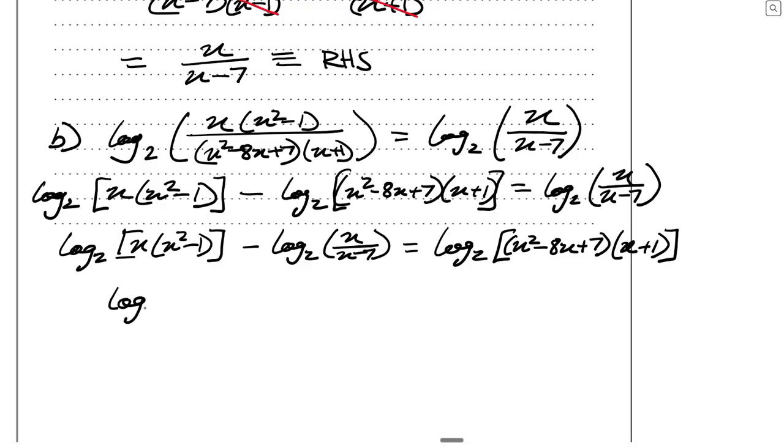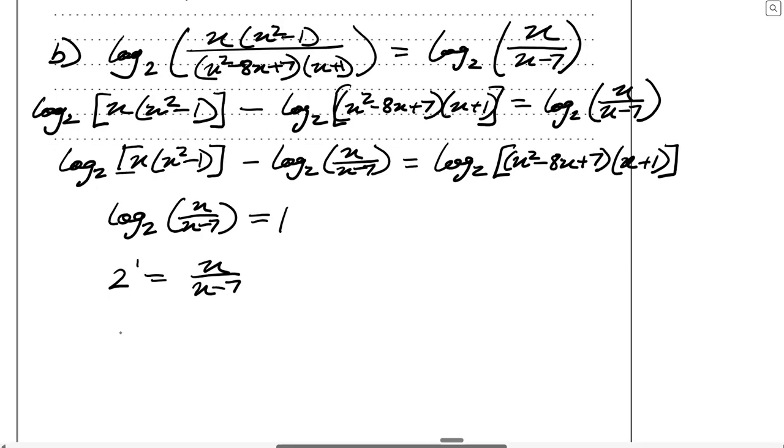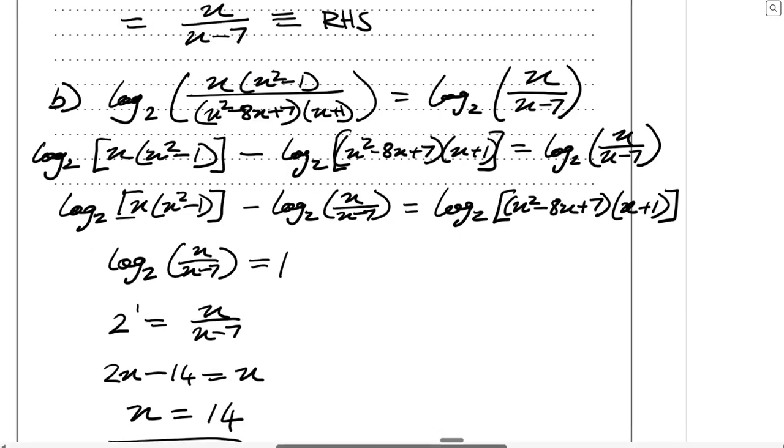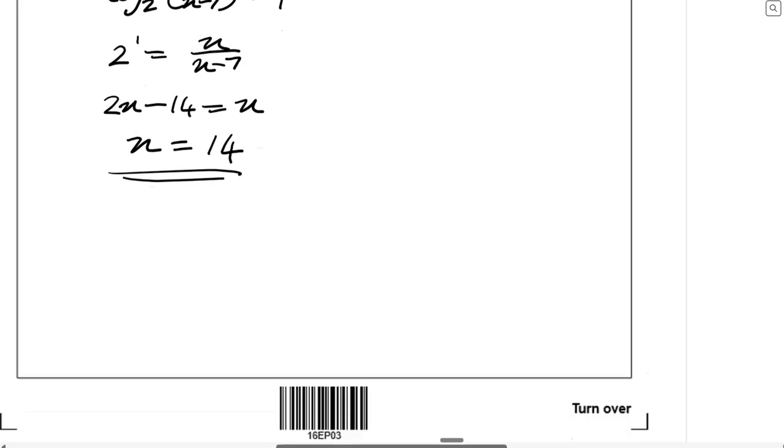So let's do log 2 of x minus 7 is equal to 1. And so 2 is equal to x over x minus 7, 2 to the power of 1. Therefore, we have 2x minus 14 equal to x. x is equal to 14. And that is our answer. That's likely the simplest way to do this, and hopefully that made sense.